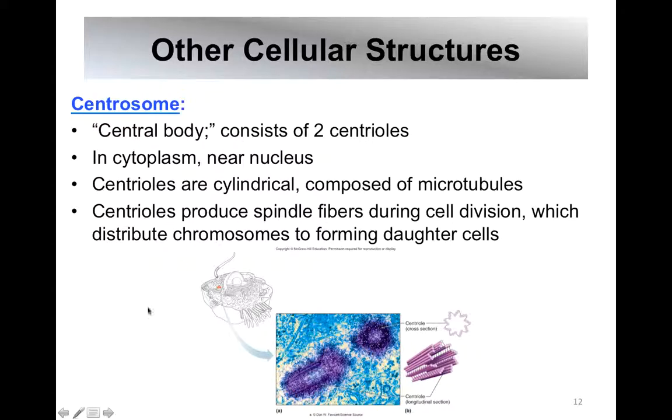Centrosomes are organelles that are made up of two centrioles. Centrosomes are only found in animal cells during mitosis. So when animal cells are undergoing cellular division, the centrosomes will show up.